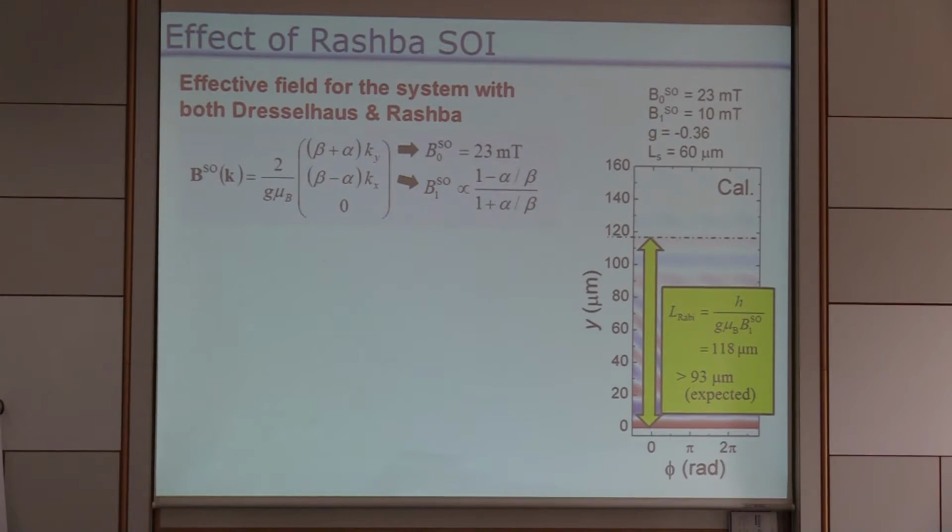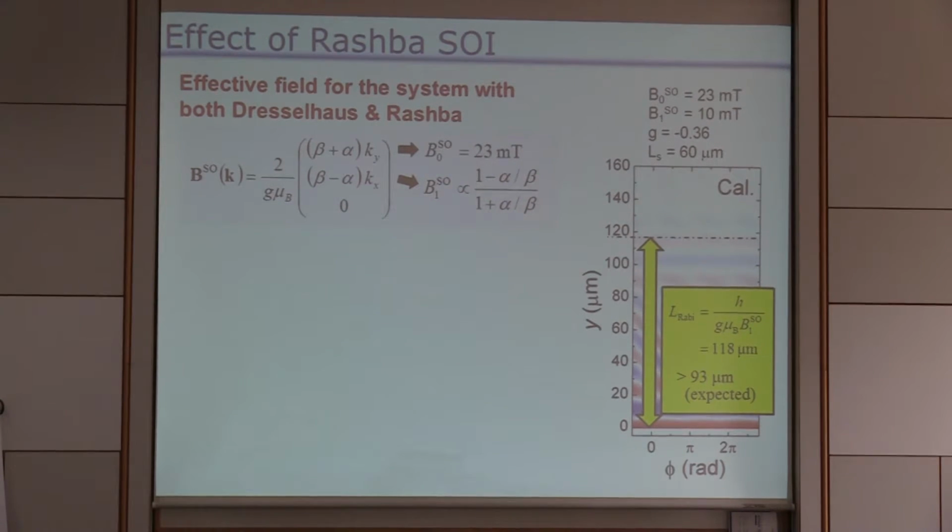So before now, we neglected the Rashba coefficient alpha. But if we incorporate this in the effective magnetic field, this can be written like this. And this x component of the effective magnetic field induces the static magnetic field, and the y component induces the oscillating magnetic field. And this depends on alpha over beta.